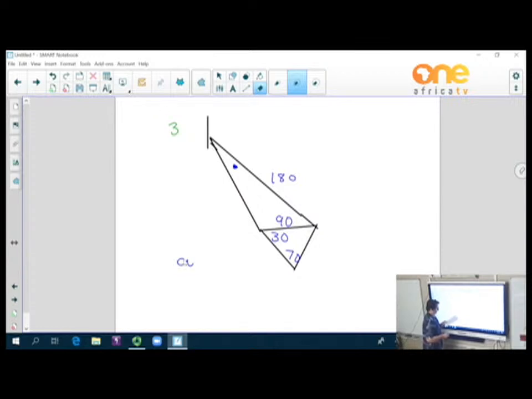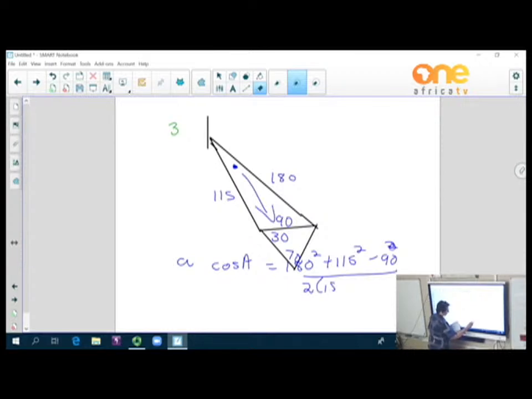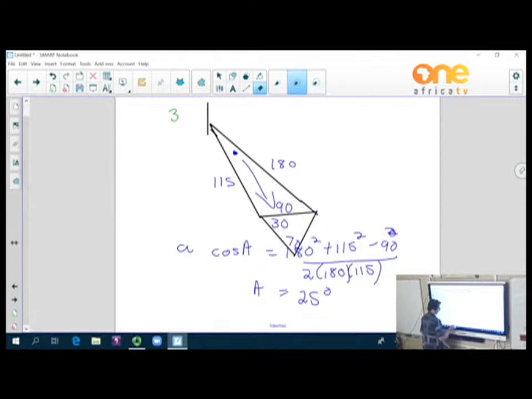And we can use the cosine rule here to find that angle. We also have the third side here, that was what I was looking for. So I can say that cosine A is equal to 180 squared plus 115 squared minus 90 squared. It's 90 squared, it's so important. The one opposite the angle is the one that we subtract, over 2 times 180 times 115. And that gives us A is equal to 25 degrees for that one.